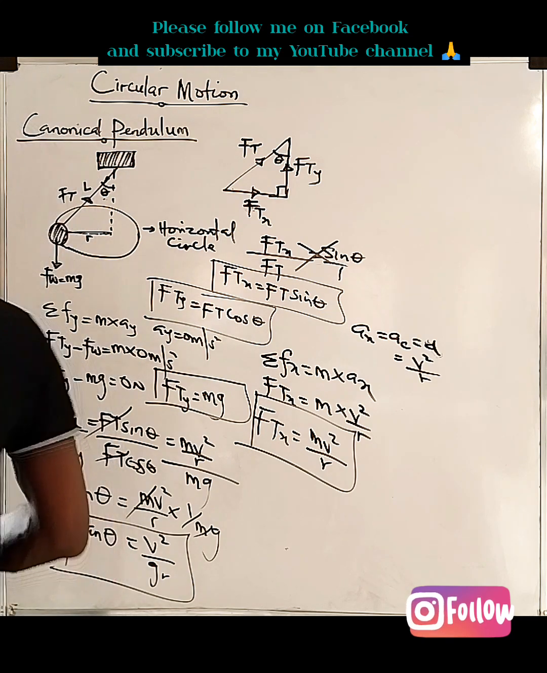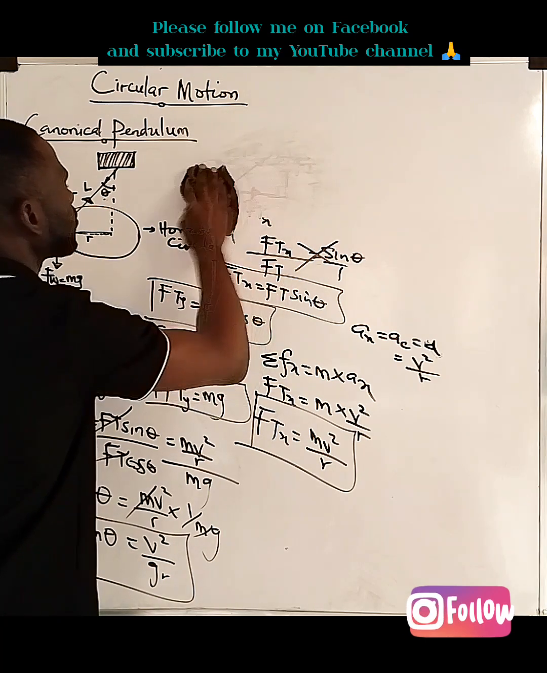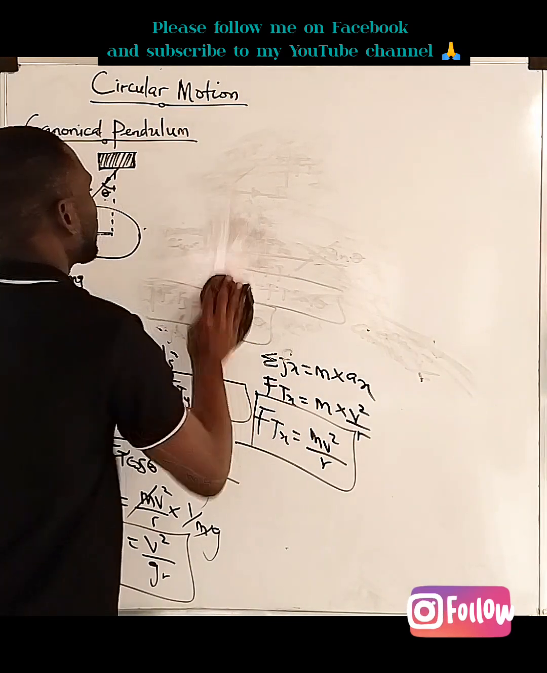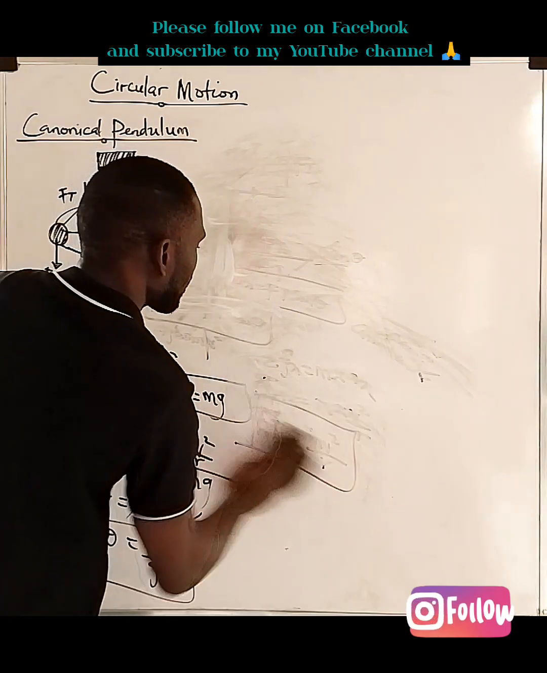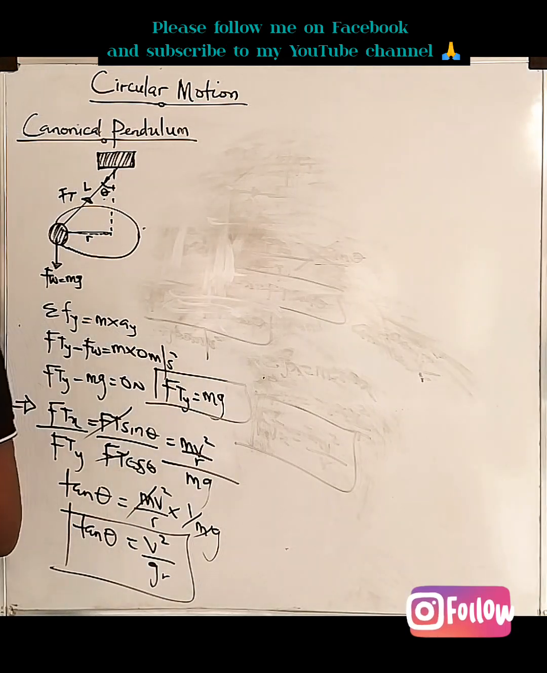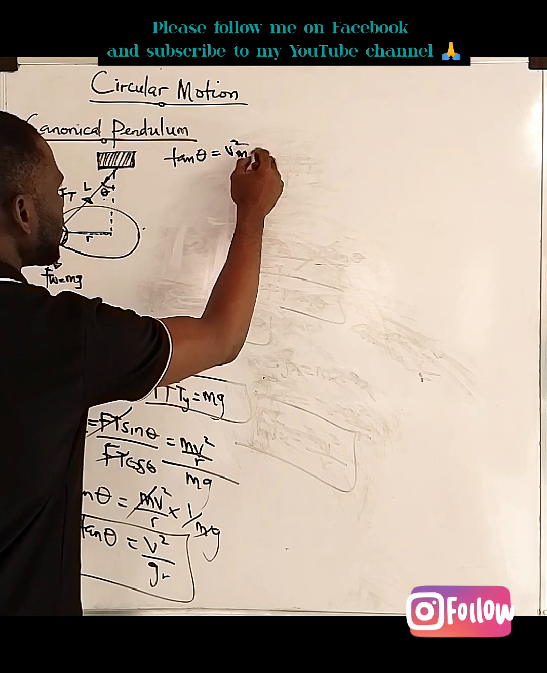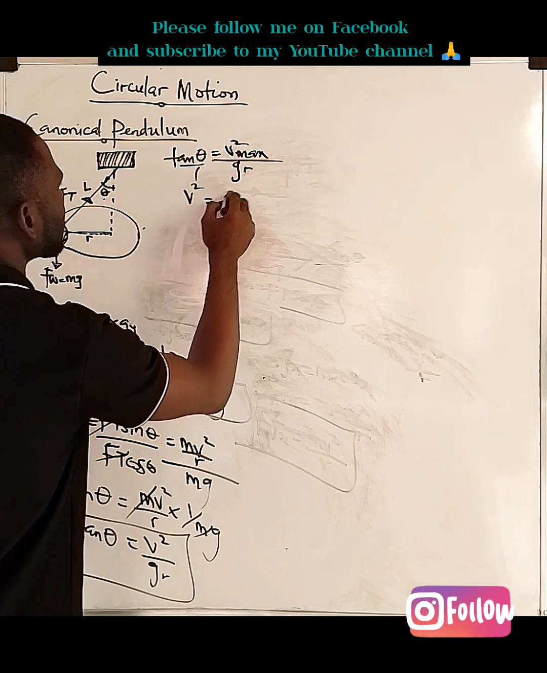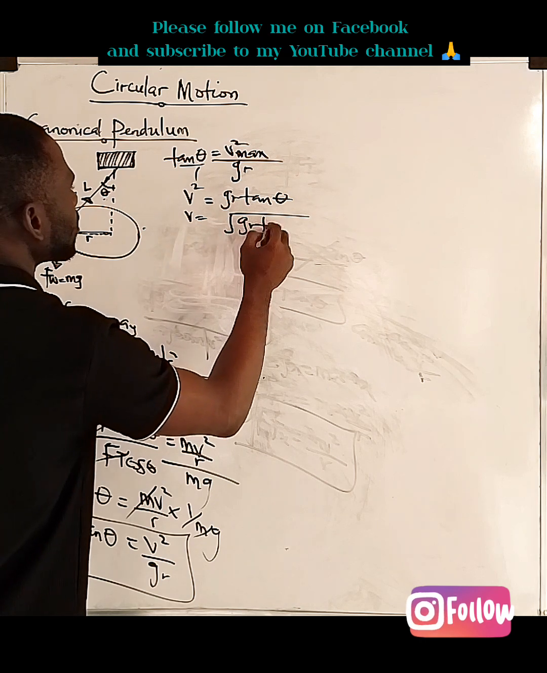So what we're going to do next is go up there. The formula is quite lengthy. We're going to go up here to finish up the whole thing we started. So what do we do next? Since we have tan theta equal to v squared over gravity times radius, v squared is gravity times radius times tan theta. So v is the square root of gr tan theta.